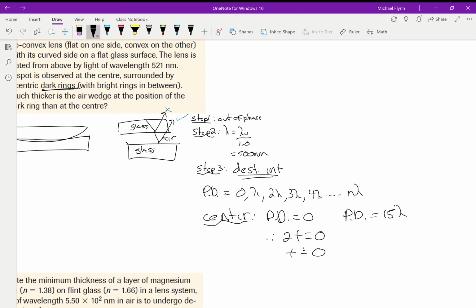15th, if they count 0 as your center one, then the 16th one would be the 15th ring. It's kind of weird because the dark spot is not a ring, but it's counting as a ring in this case. So dark spot is 1, and then the 15 rings outside of it would be the next 15. But there's a total of 16 things, including 0, right? So we're going to go with that.